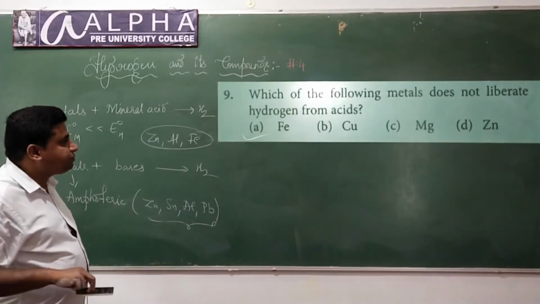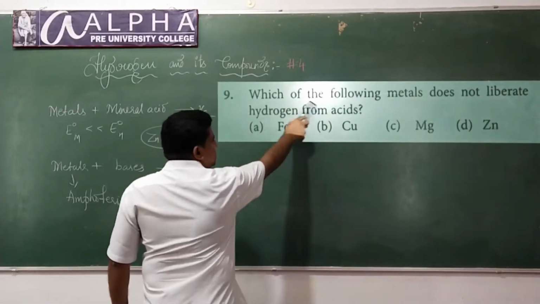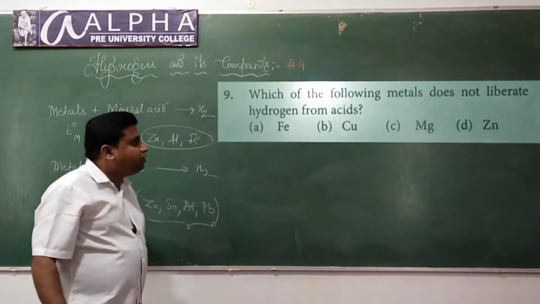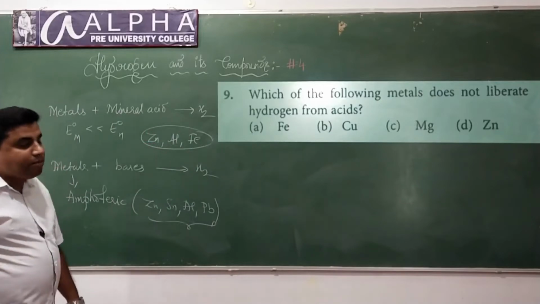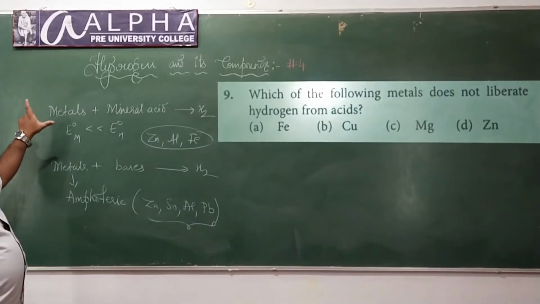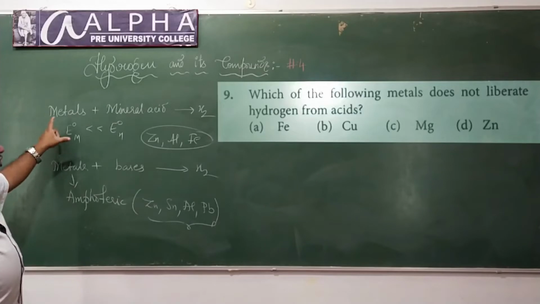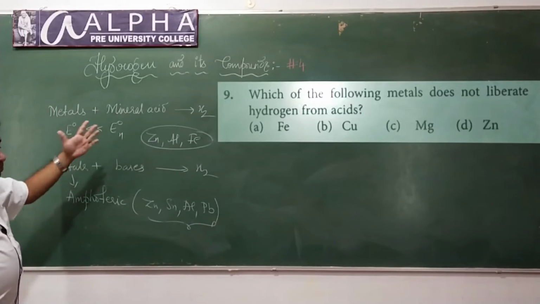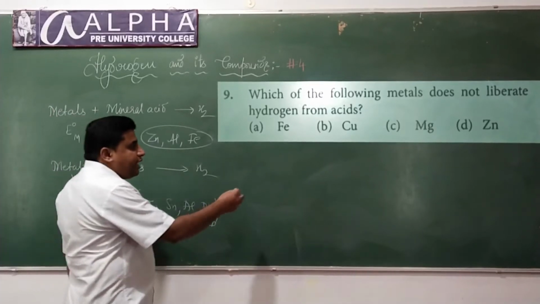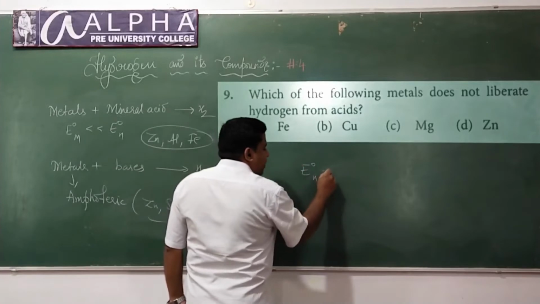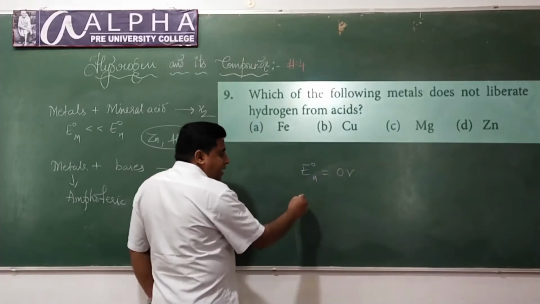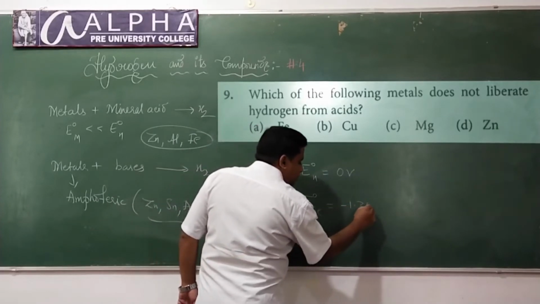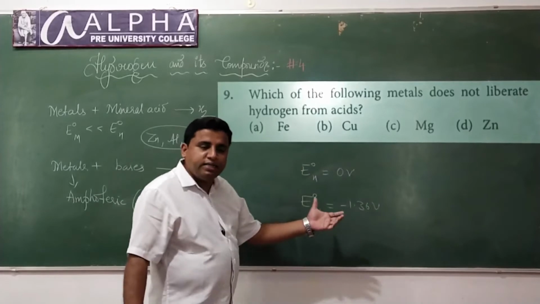Which of the following metals does not liberate hydrogen from acids? Yeah guys, I told you, for a metal to liberate hydrogen gas from acids, the electrode potential of the metal should be less than the electrode potential of hydrogen. What is the electrode potential of hydrogen? It is 0 volts. What is the electrode potential of iron? It is somewhere around minus 1.36 volts, not exact.